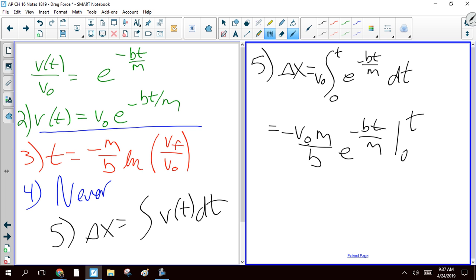Oh, wait a minute. Let's let t go to infinity. Sorry, that's how I wrote it in my notes, and I didn't write it here. Because isn't that the idea? We want to go to infinity, right? All right. So, what's e to the negative infinity? 0. Okay. So I'm going to get 0 minus negative v naught m over b times e to the 0. What's e to the 0? 1. So here's my answer, v naught m over b. That's how far it goes.